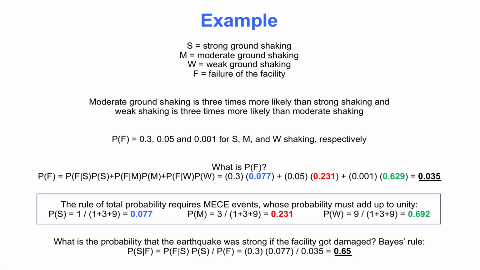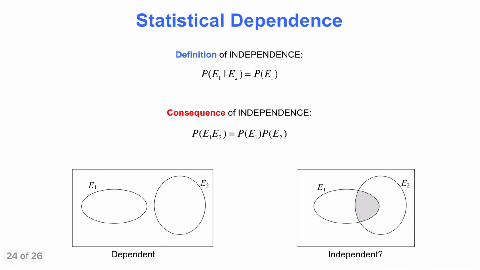Finally, we address the concept of statistical dependence. Two events are said to be statistically independent if this equality holds true. In words, the two events E1 and E2 are independent if the probability of E1 given E2 is the same as the probability of E1 without any information about whether E2 has occurred or not. It is equivalent to check whether the probability of E2 given E1 is the same as the unconditional probability of E2. Notice that this is the only definition of statistical independence. There is no other way to check whether two events are independent than this definition.